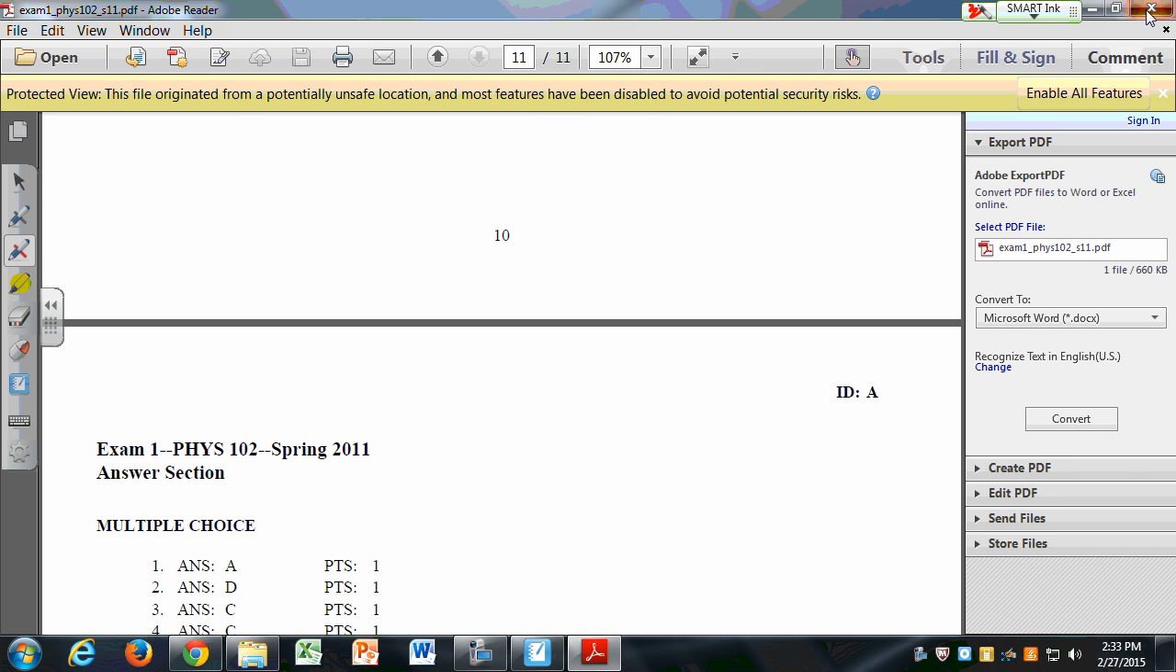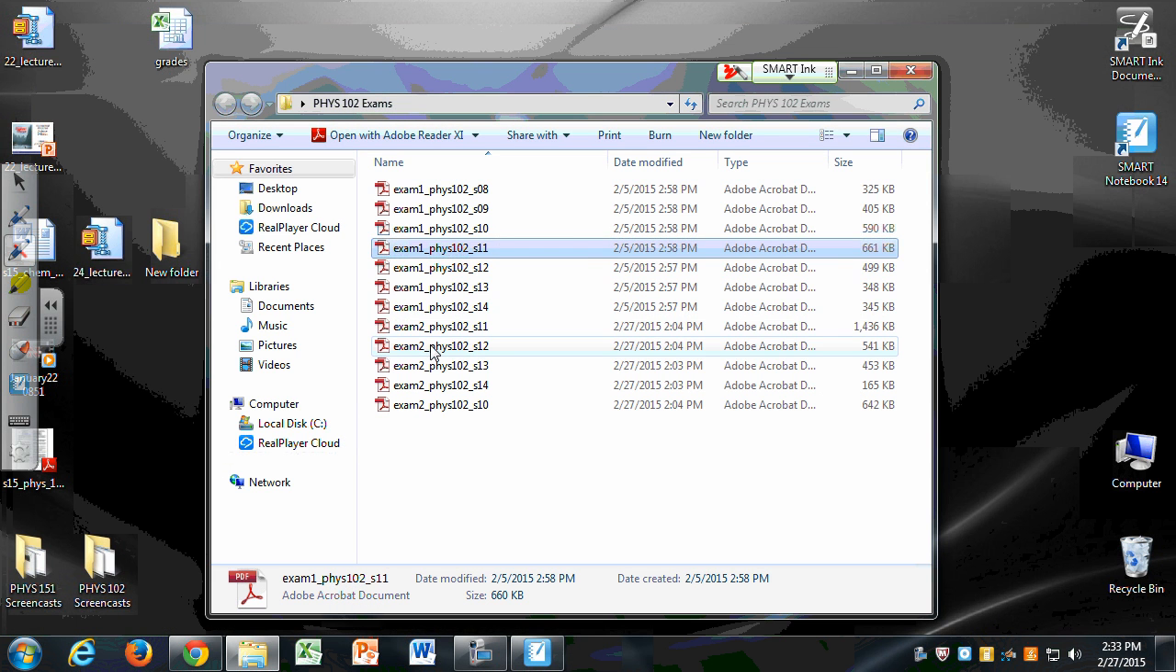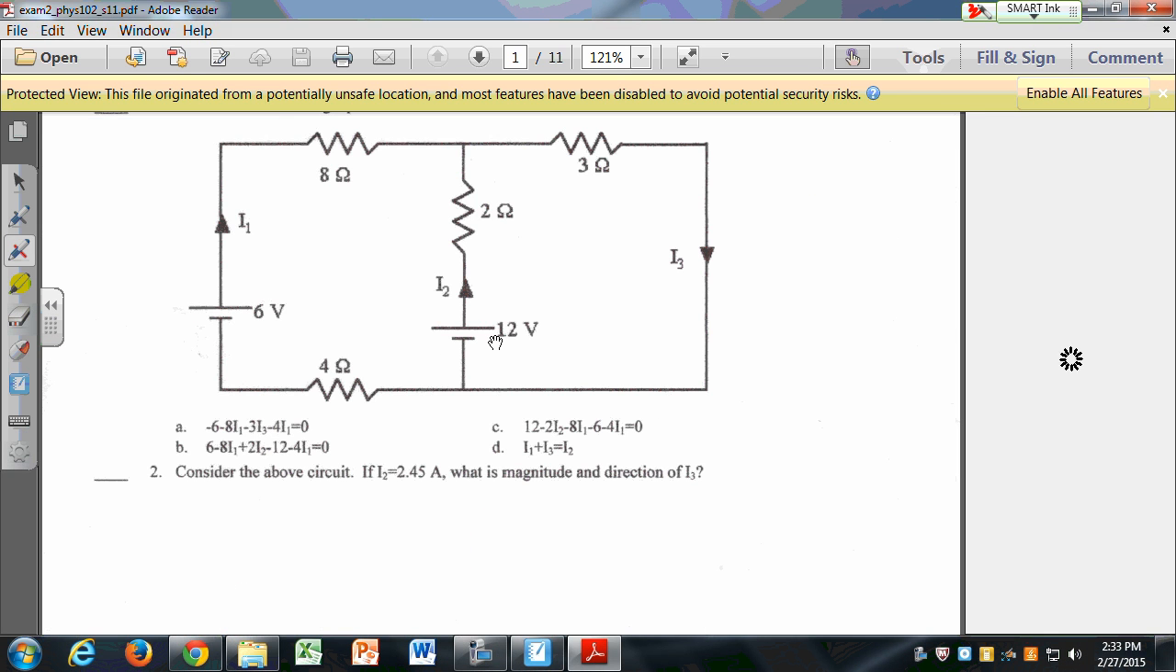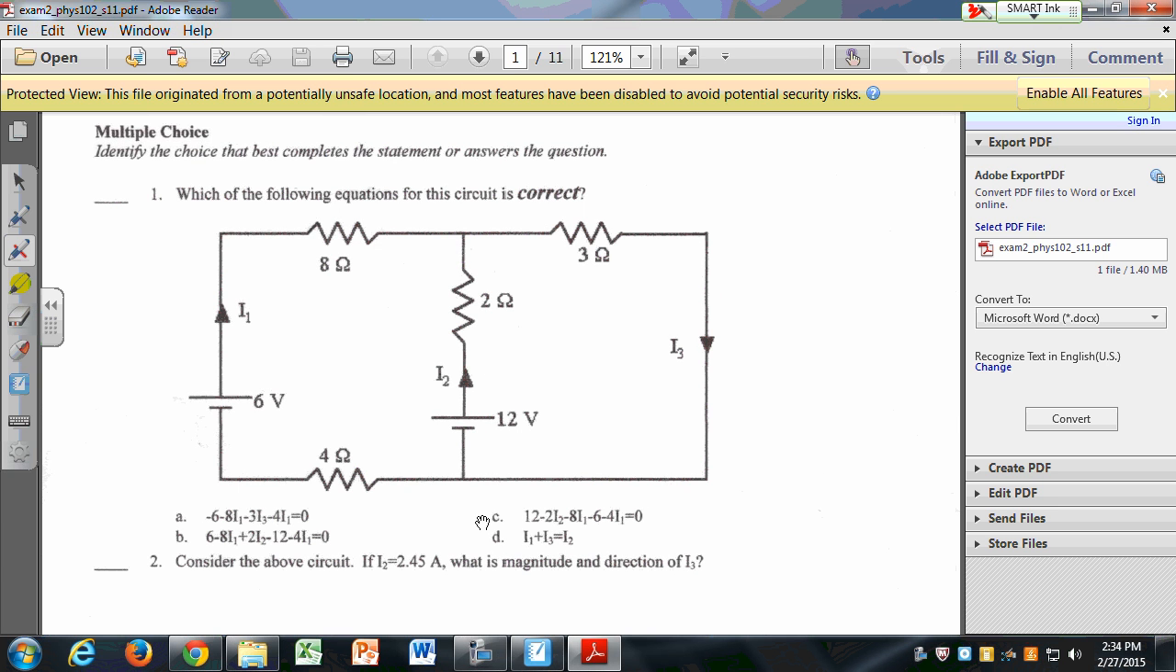All right, let's go to exam 2, spring 11. This is exam 2 of spring 11. Listen, guys, if you're going through old tests, we're not going to get to multi-loop circuits. So whenever you see a circuit that looks like this, you'll know it because it'll have multiple batteries in it. Okay. We're not going to get into that. We'll save that for the next exam.